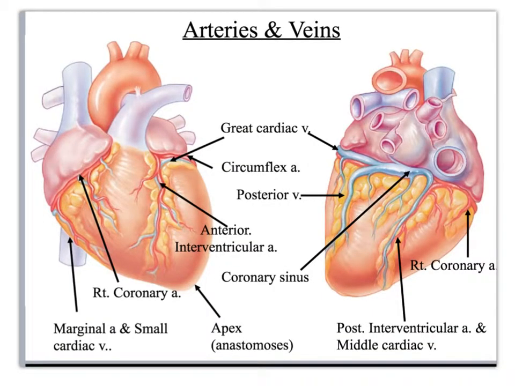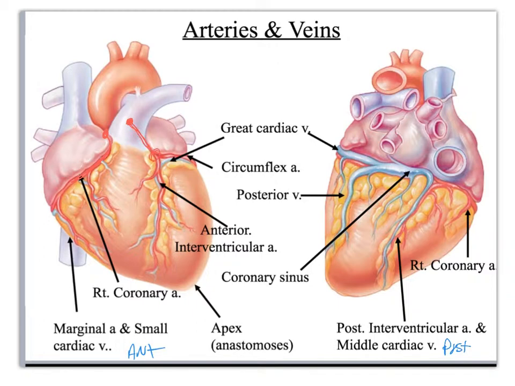All right, in this slide, we're looking at the arteries and veins, and we have the anterior view over here and the posterior view over here, okay? So basically, let me switch. I've got my right coronary artery going here, and then you can't see it, but coming off the aorta and going between the pulmonary trunk and the left atrium is the left coronary artery, which comes out here.